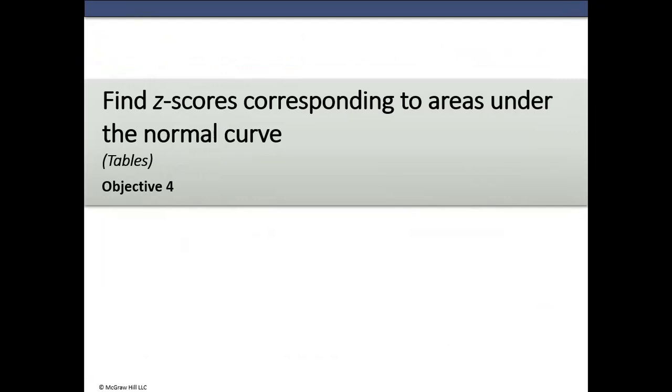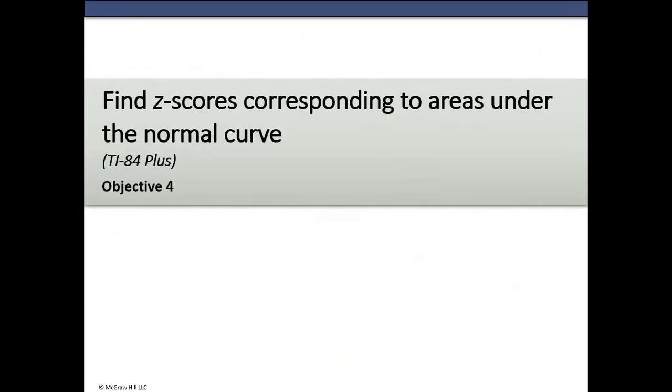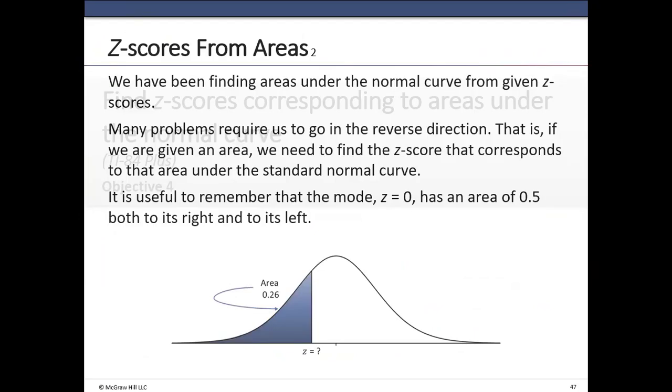Find z-scores corresponding to areas under the normal curve. Again, we will go directly to the calculator. So we have been given area to the left of a z-score. Okay, area is given, in this case, area will be given to the left of a particular z-score. We have to find the z-score. So here is a problem. We have been finding areas under the normal curve from given z-scores. Many problems require us to go in the reverse direction. That is, we are given the area to the left of z, we need to find the z-score. Such as in this case, area is 0.26.